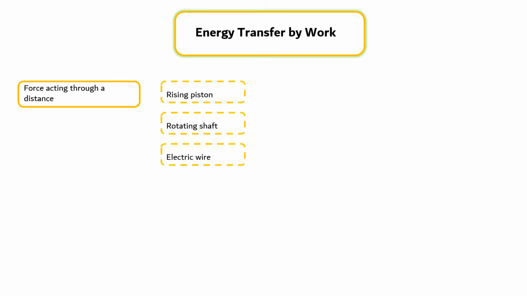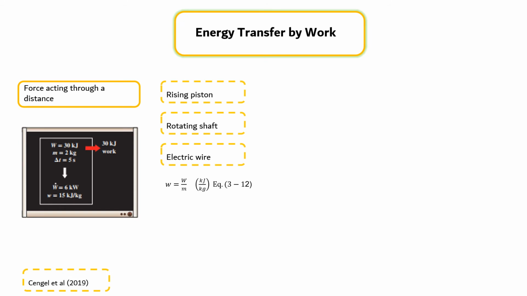Energy transfer by work. Work, like heat, is an energy interaction between a system and its surroundings. Work is the energy transfer associated with a force acting through a distance. A rising piston, a rotating shaft, and an electric wire crossing the system boundaries are all associated with work interactions. The work done per unit mass of a system is denoted by w and can be expressed by equation 3.12. The work done per unit time is called power and is denoted as shown in the left figure.